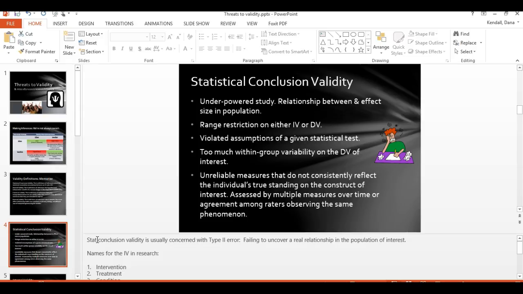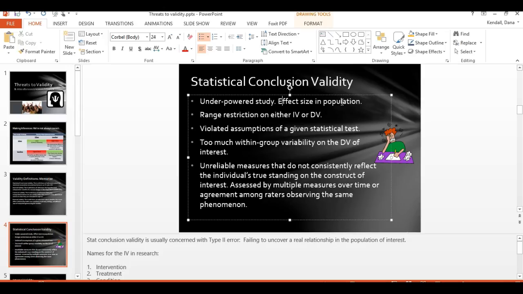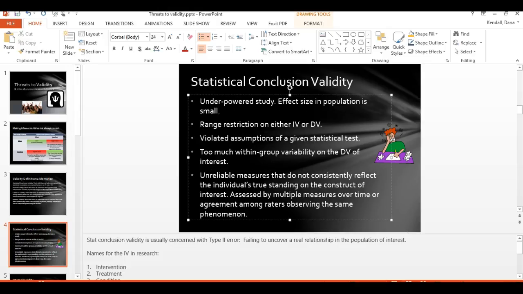Moving on. Okay, so we are more likely to miss an effect that is really present when we don't have enough n size. So if we don't have enough people in our study, we are less likely to find significance. So that's what it means to be underpowered. Let's just say, I'm just going to edit on the fly here: if the effect size in the population is small, then we're more likely to commit this error, especially if we don't have enough n.